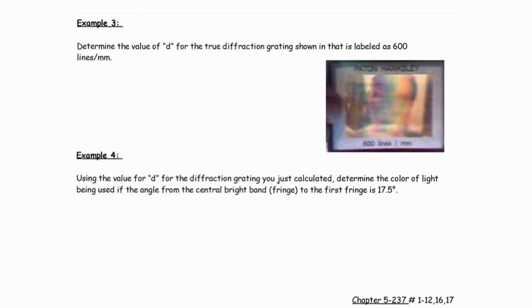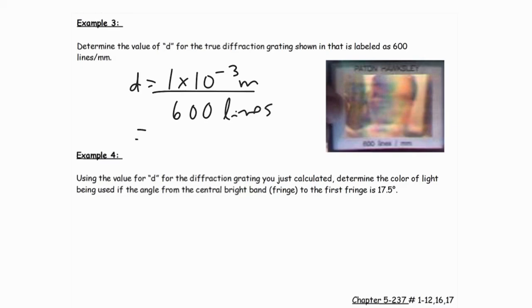So here we have a diffraction grating labeled as 600 lines per millimeter. So d would be my 1 millimeter, 1 times 10 to the negative 3 meters, divided by 600 lines in that millimeter. So 1 times 10 to the negative 3 divided by 600 gives me a distance between my slits of 1.67 times 10 to the negative 6 meters.